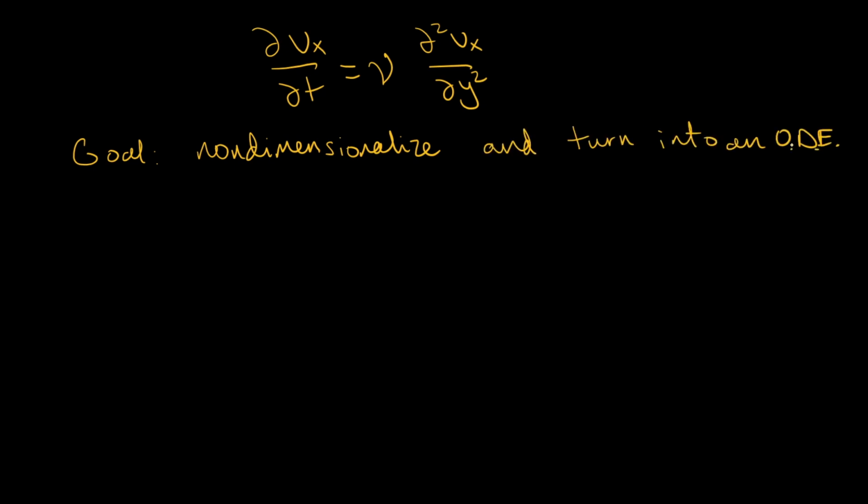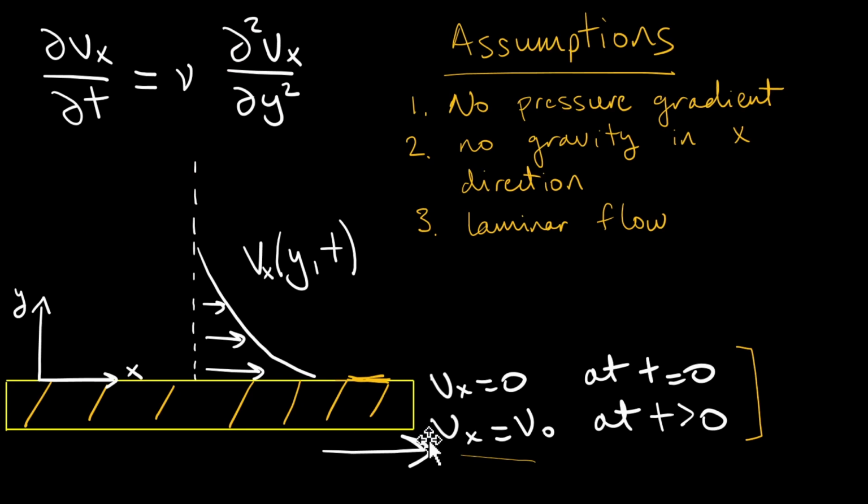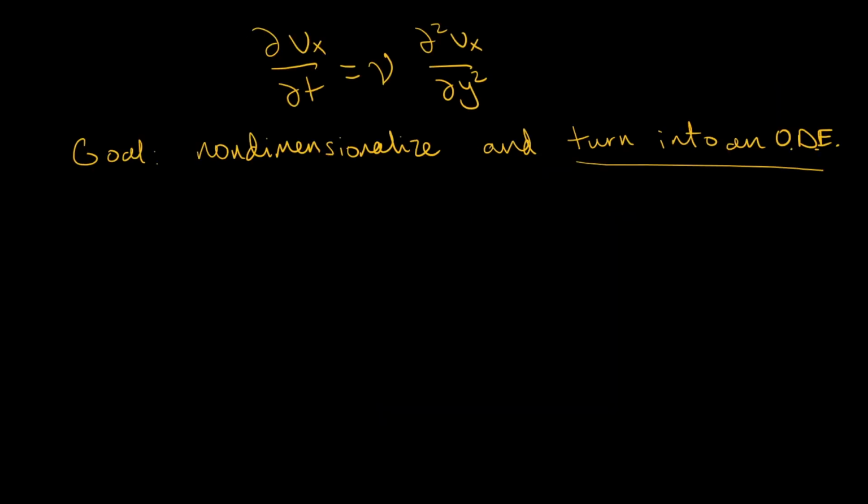To solve this problem, we're going to first non-dimensionalize it, and then we're going to try to turn this into an ordinary differential equation, which should be easier to solve. So first, we can think about what are the natural length scales and velocity scales that we have in this problem. The main number that we have, if we look into what this problem statement looks like, is v0. That's some velocity that this plate is moving at. So our first step can be to non-dimensionalize the velocity with respect to that velocity v0.